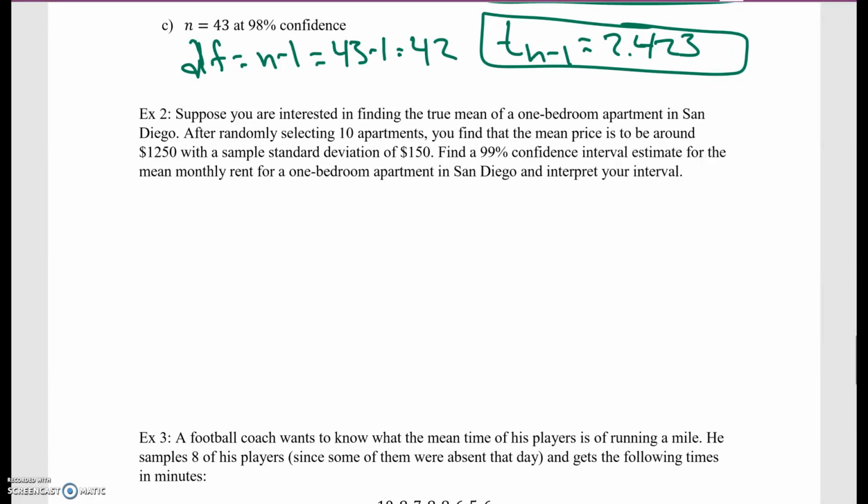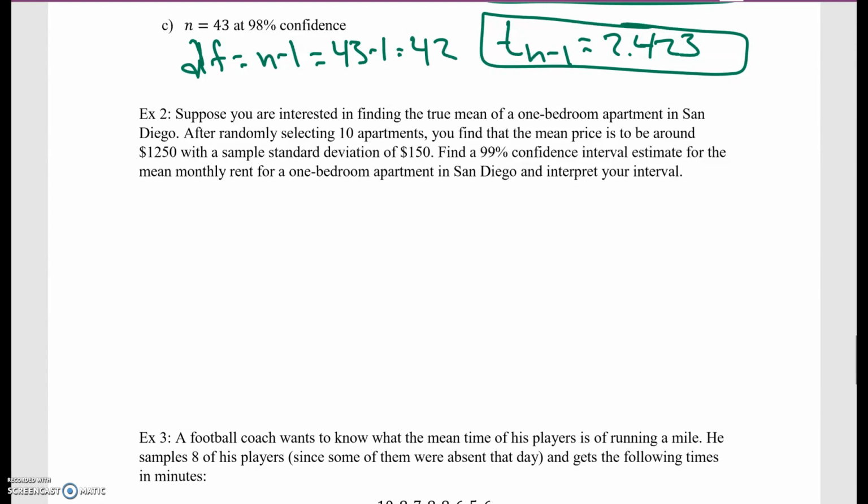So here is an example. Suppose you are interested in finding the true mean of a one-bedroom apartment in San Diego. After randomly selecting 10 apartments, you find that the mean price is around $1,250 with a sample standard deviation of $150. So that's really expensive.